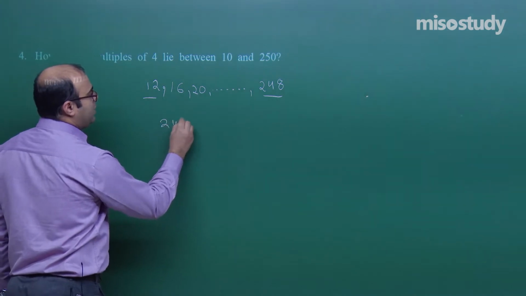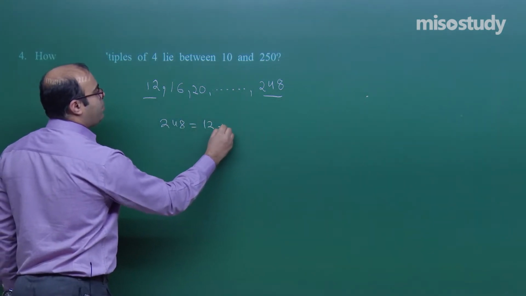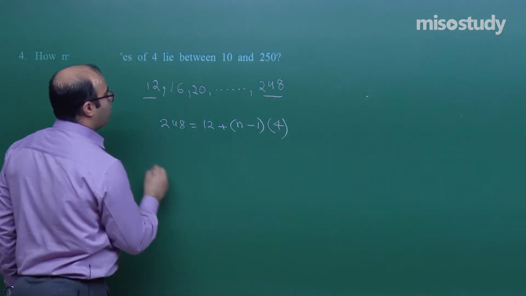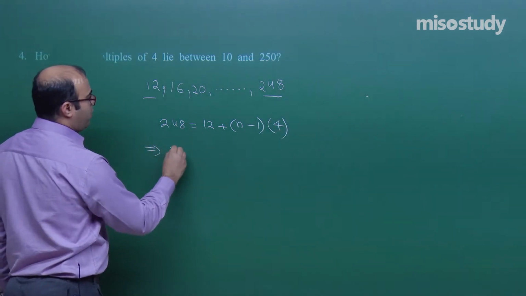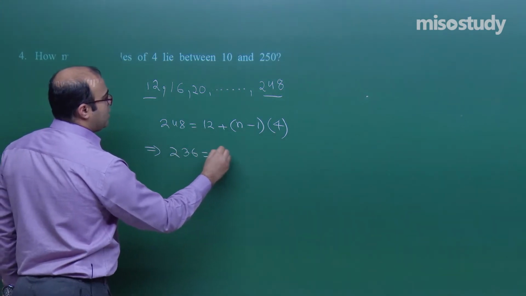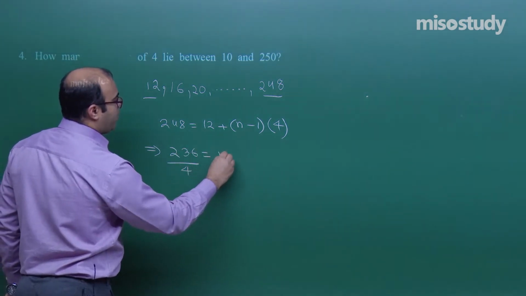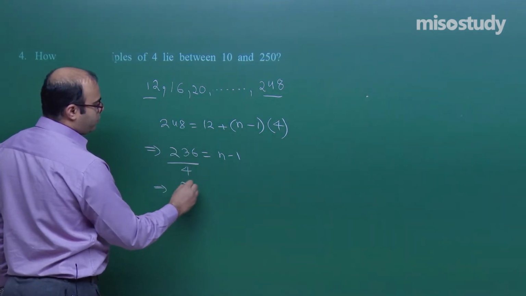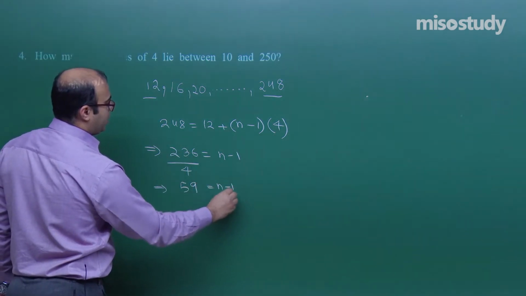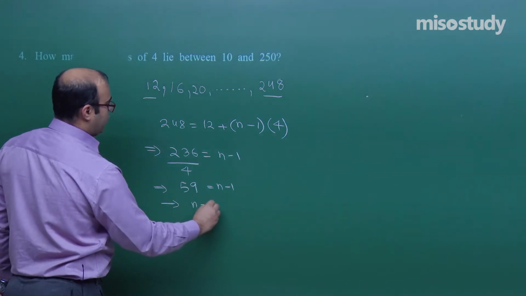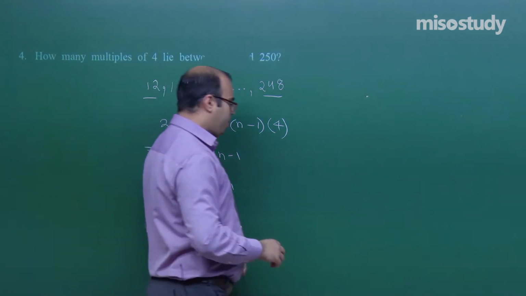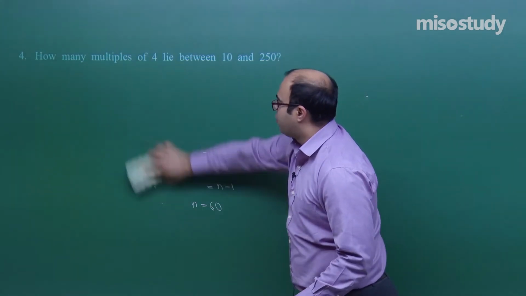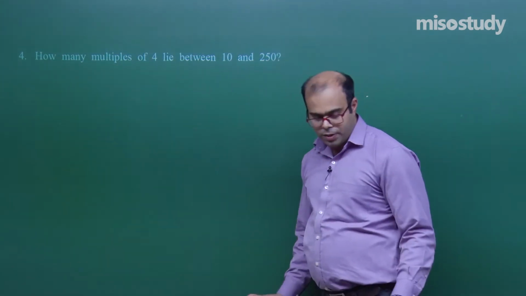So 248 is the last term, 12 is the first term, number of multiples are n, so n minus 1, common difference is 4. So what we will get? 248 minus 12 is 236, and divide by 4, this will become n minus 1. 236 divided by 4 is 59, which is equal to n minus 1. So, n is equal to 60. So, we will say that how many multiples of 4 are there between 10 and 250? There are 60 multiples of 4 we will come across between them.